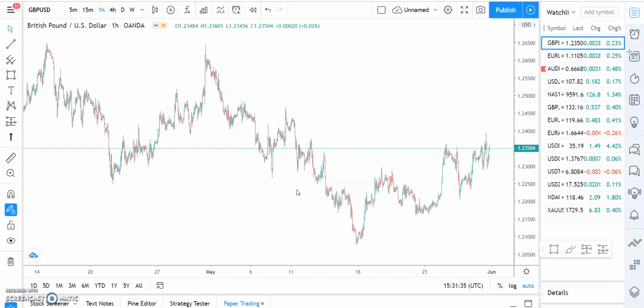So let's take a look at GU first. So we're gonna look at Great British Pound versus the US dollar, right?